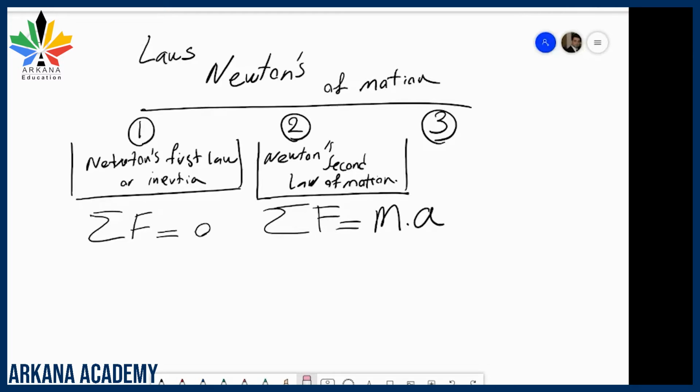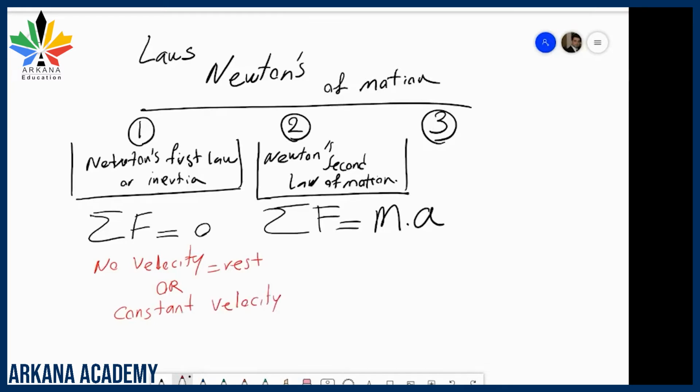And there's only one test and one way to find out. If the object is moving with no velocity, in other words, the object is at rest, or if the object is moving with constant velocity. This is very important.